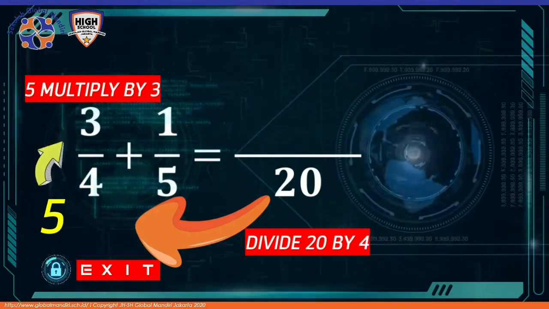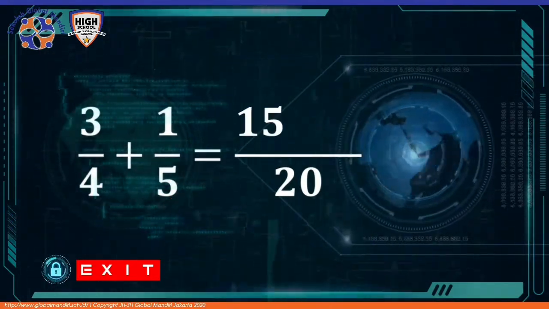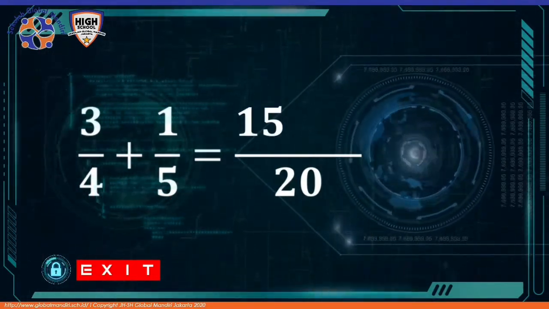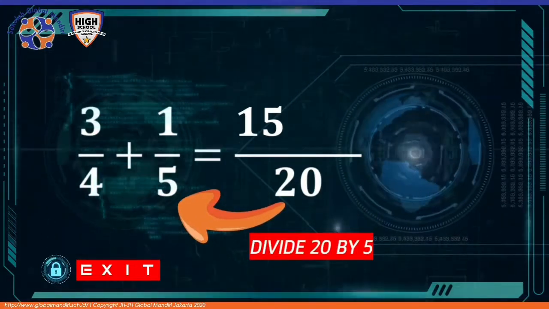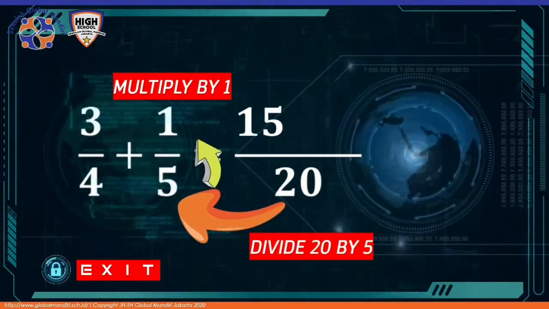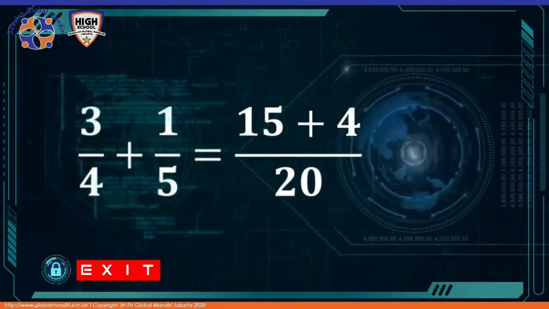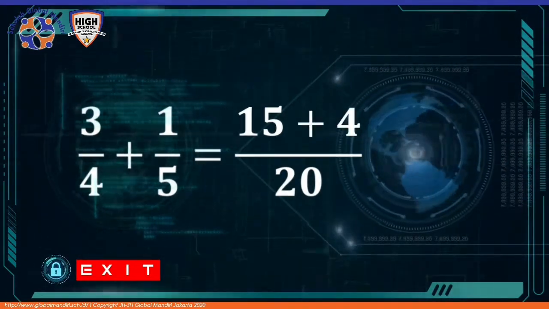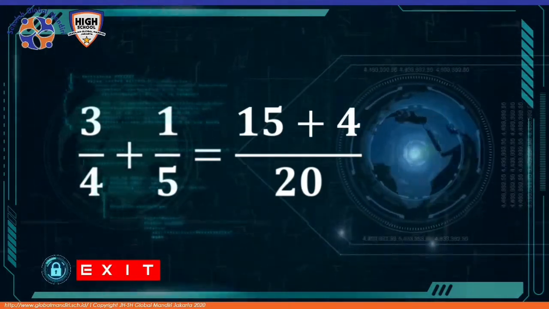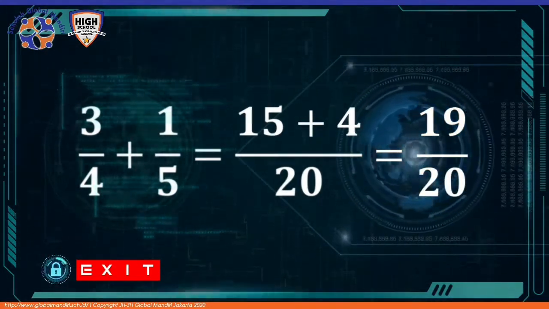The answer is 15. Now we divide the LCM, which is 20, with 5 and then multiply by 1. The answer is 4. So now we have 15 plus 4 over 20. The answer must be 19 over 20.